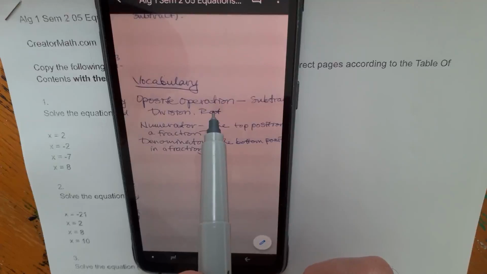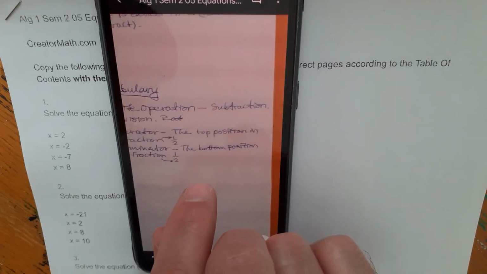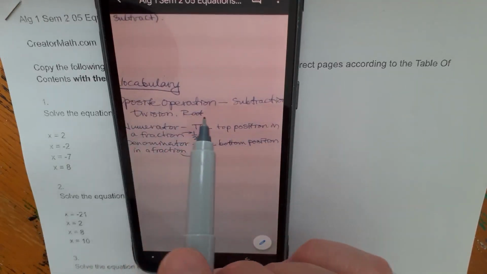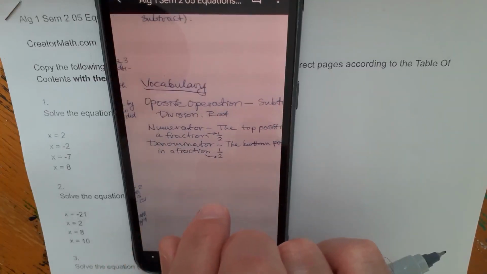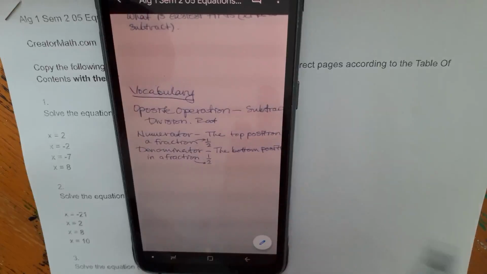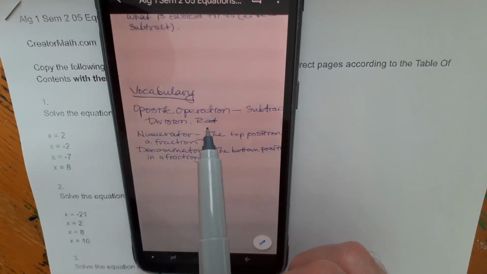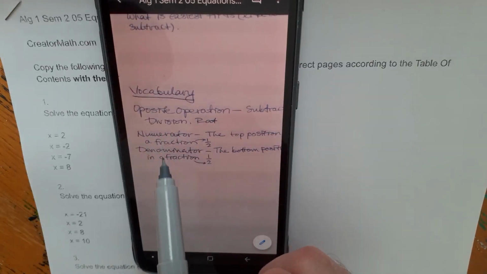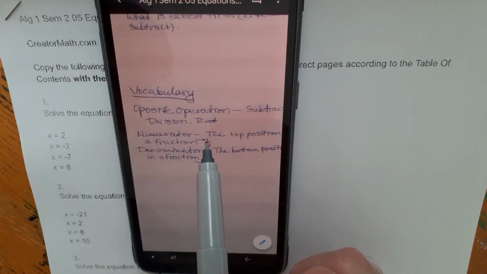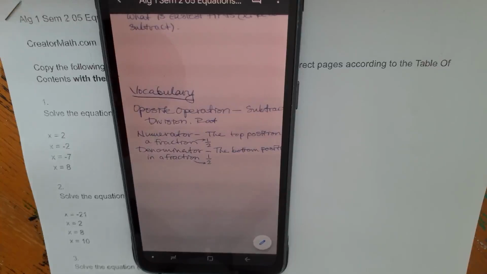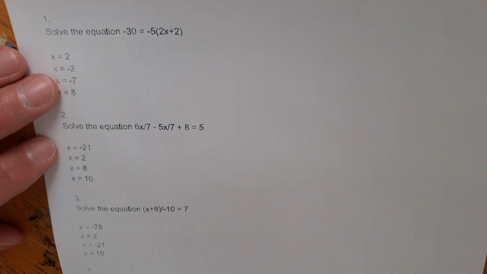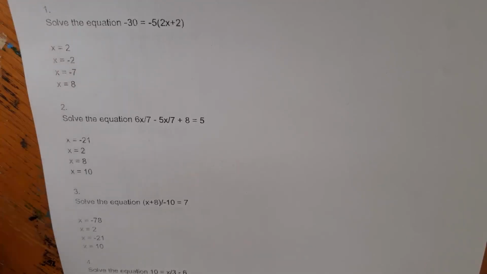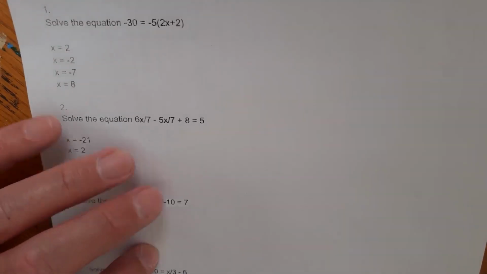We're talking about opposite operations. Remember, opposite operations are subtraction, division, and root. Forward operations would be addition, multiplication, and power. Numerator and denominator: remember, the numerator is the top position in a fraction, and the denominator is the lower position. You would have copied these notes into your comp book first on the correct pages, and then you go and do these problem sets, copying them into your comp book also.